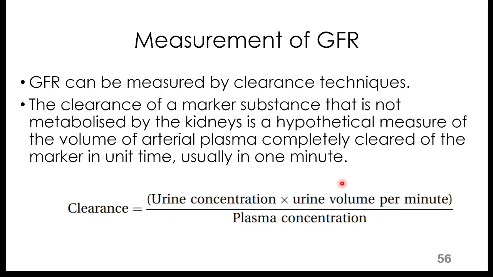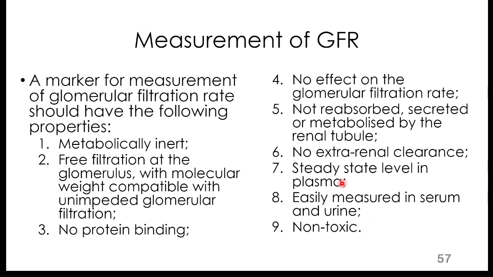So once we do that, we can measure the clearance of that substance by doing a calculation on the urinary concentration of that substance, the urine flow, the urine volume per minute, and the plasma concentration. So those three things are needed to calculate the clearance of that substance and thus calculate the glomerular filtration rate of the subject.